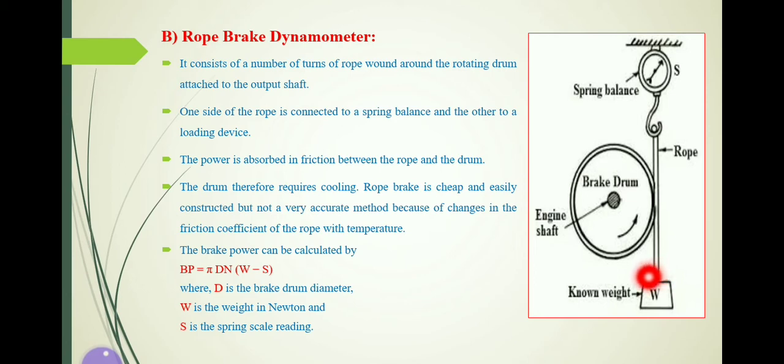At one point, as the weight is increased, the rope applies more pressure on the brake drum, so the speed of the brake drum decreases, and the engine shaft also rotates at lower speed. As we increase the weight, the speed decreases. At one point, at the weight we have applied, the engine shaft completely stops rotating, and that weight we have to consider.